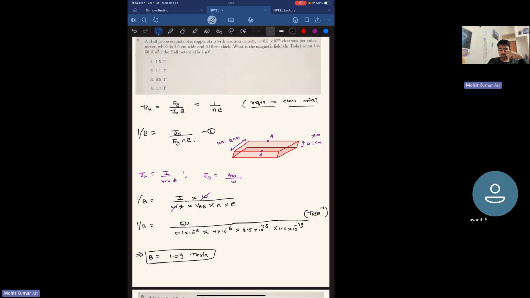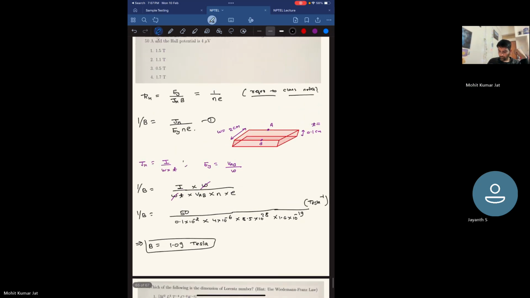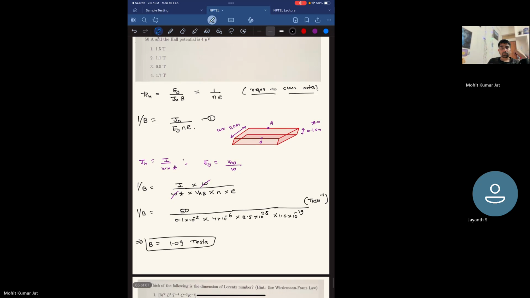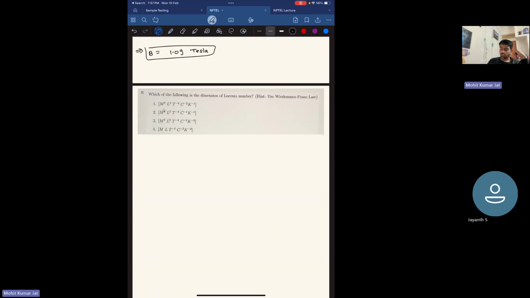If you have any doubt or question, you can ask me. If no question, then I will move on to the next problem, which is: the following is the dimension of a Lorentz number.